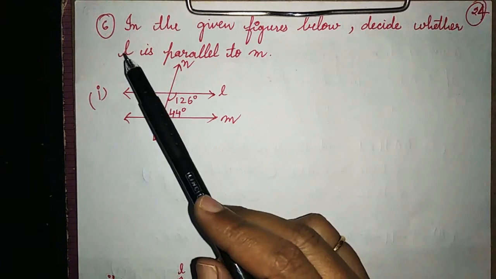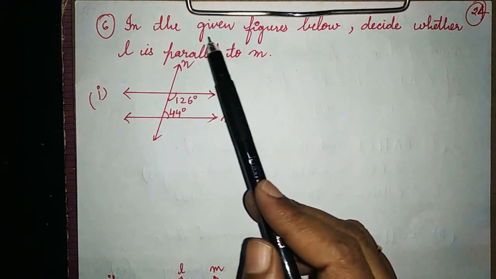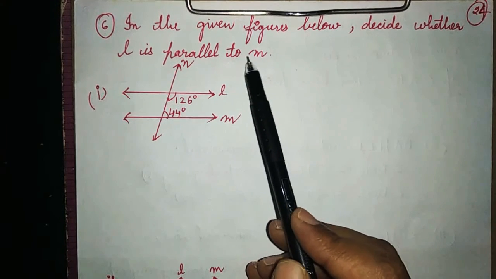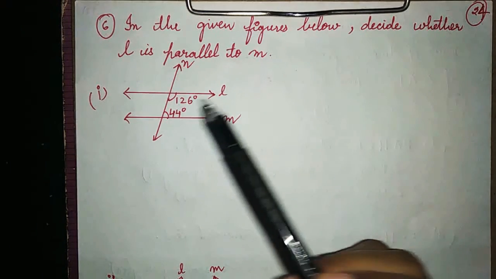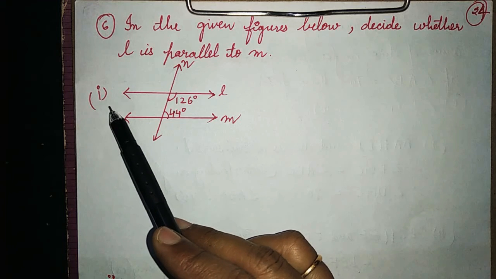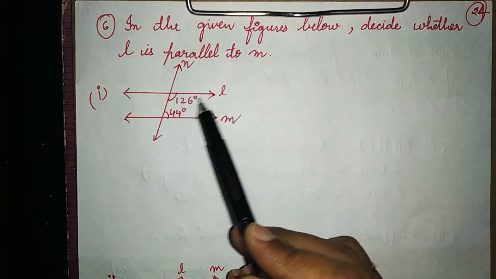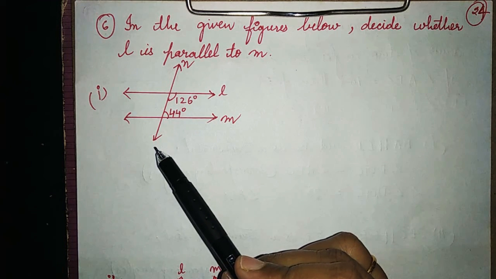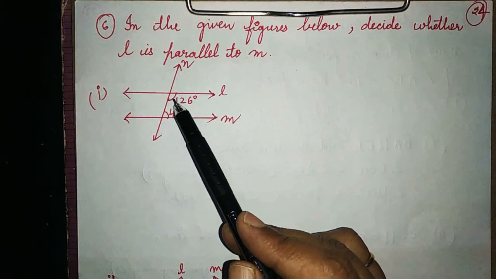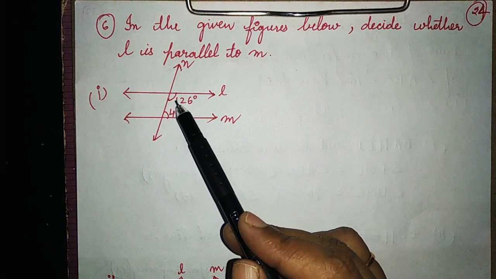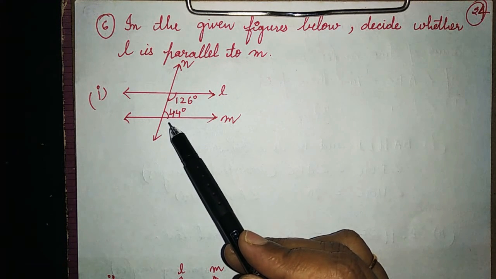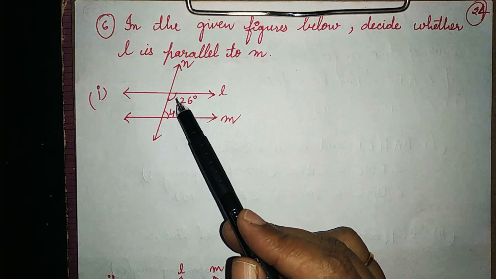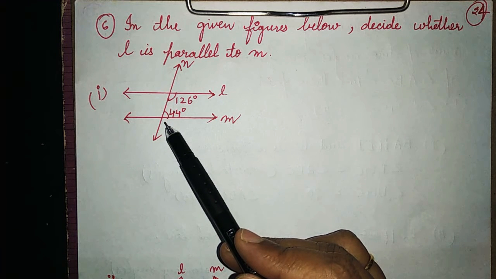Now students, see the question number 6. In the given figures below, decide whether L is parallel to M. Here see the figure of first part. Here line L and line M you can see. N is a transversal line. And here you can see two given angles, 126 degree and 44 degree. You can see here these two angles are on the same side of the transversal.